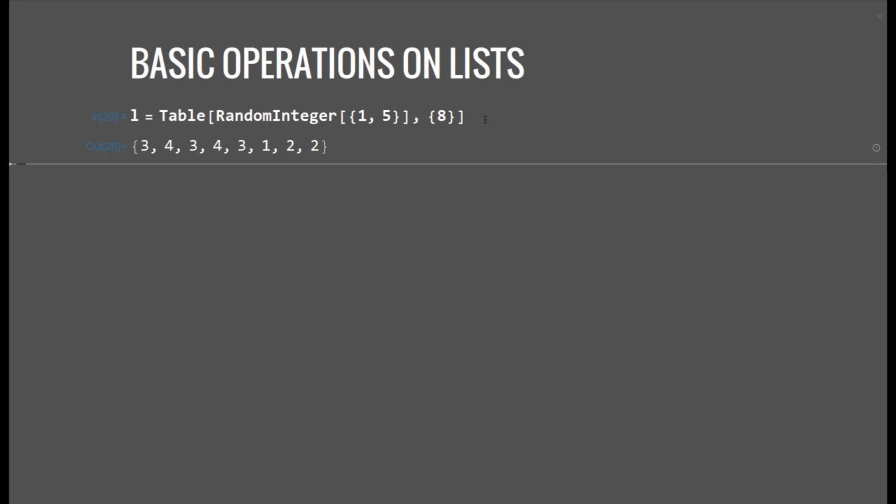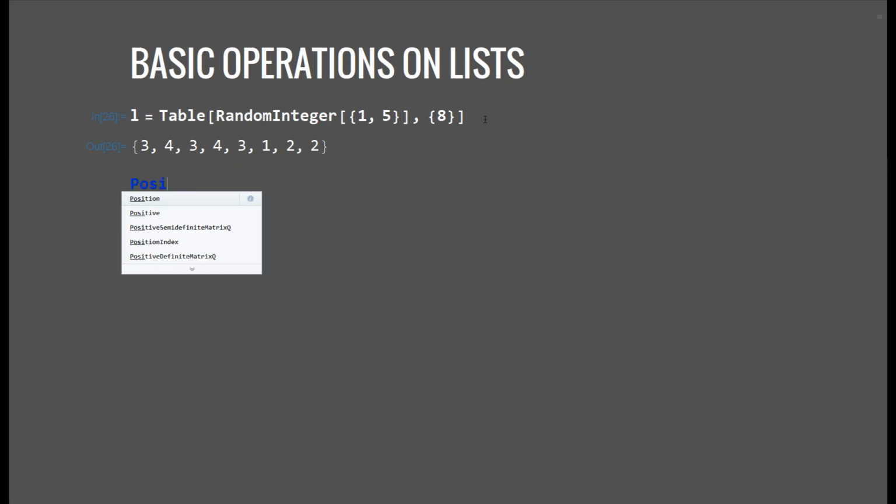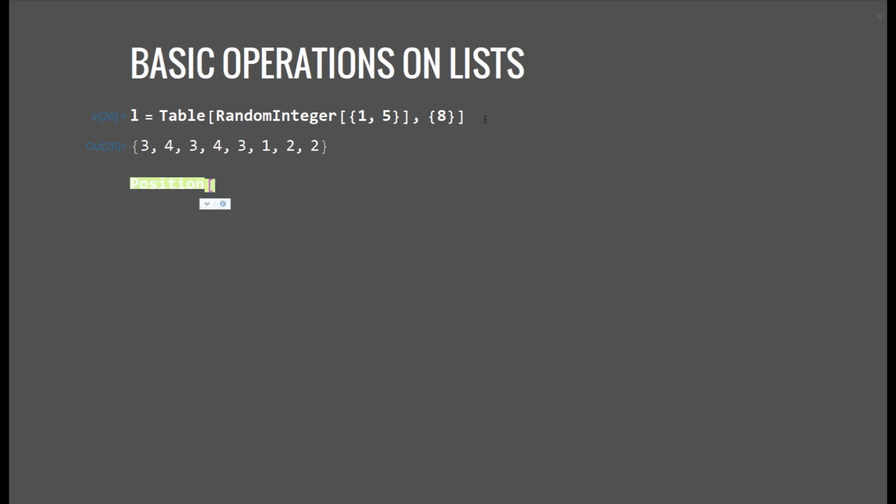Now, one operation on lists is called Position. Position is going to give you the position of an element in a list if it appears there. So the list is L, and let's say I want the position of 4. I see several 4s there, and I want to know what position 4 is in that list. So that is in positions 2 and 4. You see here 2 and 4.